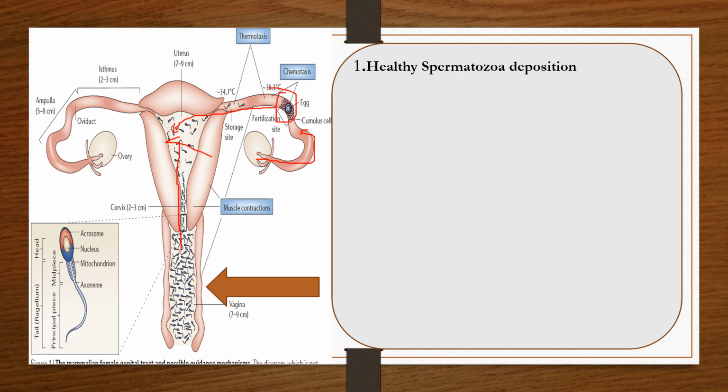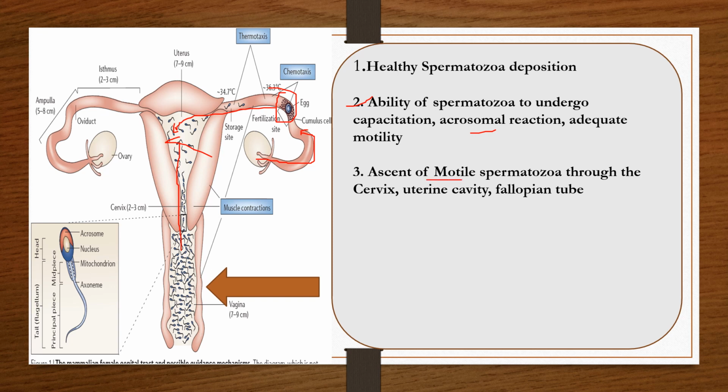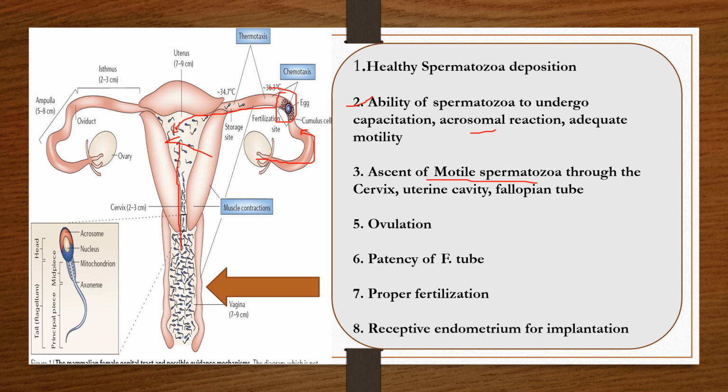So the factors responsible for conception are healthy spermatozoa deposition, ability of the spermatozoa to undergo capacitation, acrosomal reactions and adequate motility, ascent of motile spermatozoa through the cervix, uterine cavity and the fallopian tube, ovulation, patency of the fallopian tube, proper fertilization, and receptive endometrium for implantation. So all these factors are essential for conception. If any of these factors are defective, then there may be chances of infertility. Starting from the spermatozoa deposition up to the implantation, any defect in any one of these steps may result in infertility.